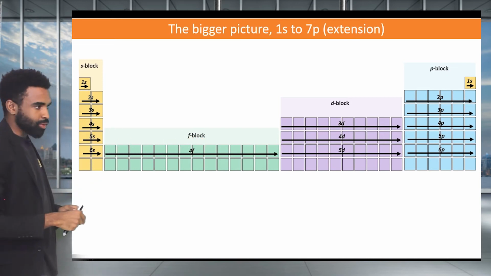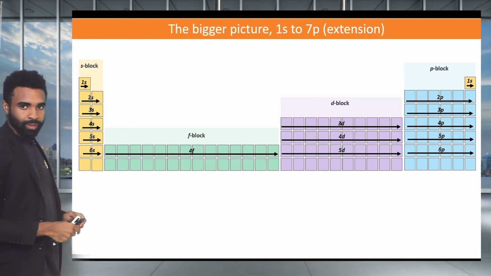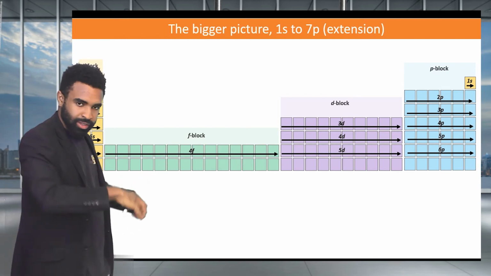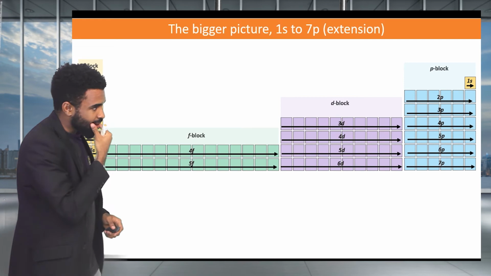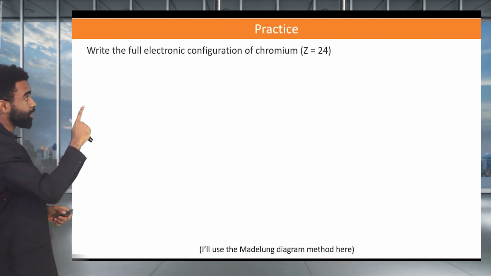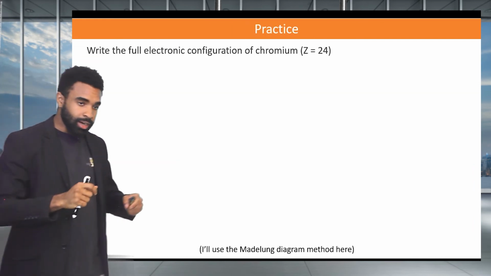You'd never see the actual numbers or letters in there. Okay? So that's the big picture for you. This is extension. They're not going to ask you that on the IB. What they will ask you on the IB, though, is the following. Write the electronic configuration of chromium.